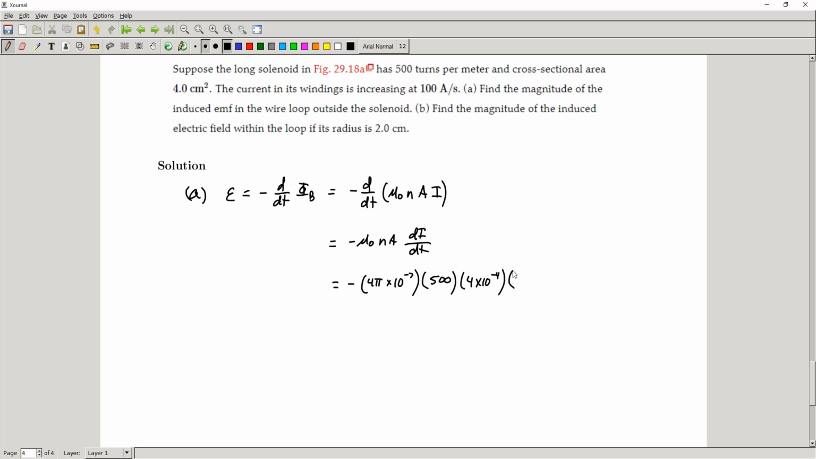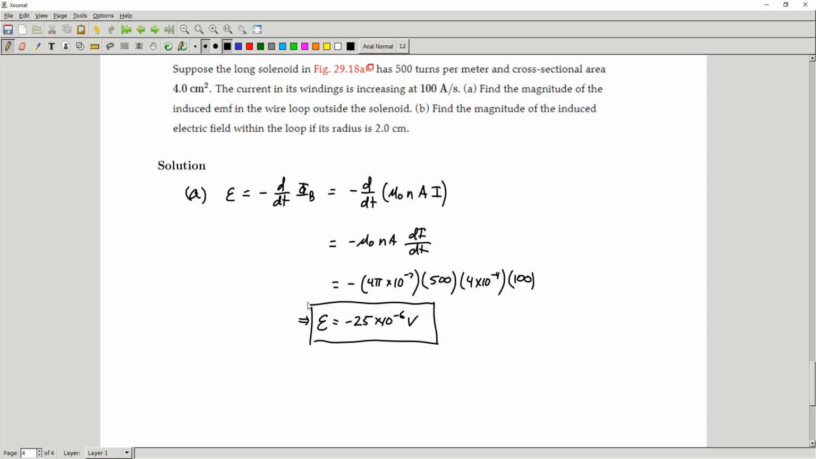And then we need our time rate of change of our current. That's going to be 100 amps per second. If you plug all that into a calculator, you end up finding that we have an EMF of minus 25 times 10 to the minus 6 volts. Okay, I have a pretty small EMF induced here.